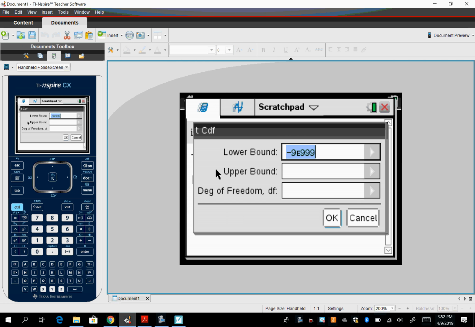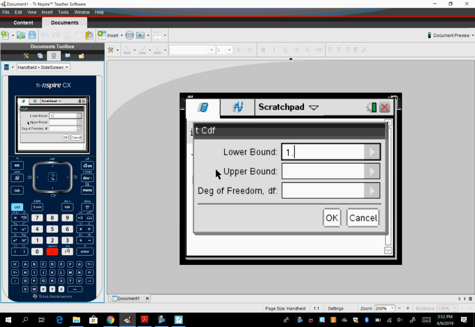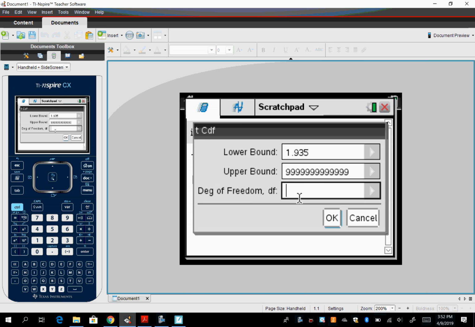The lower bound is our T value of 1.935. Upper bound is infinity. And then degrees of freedom, it was a sample size of 7. So it's n minus 1, which is 6.